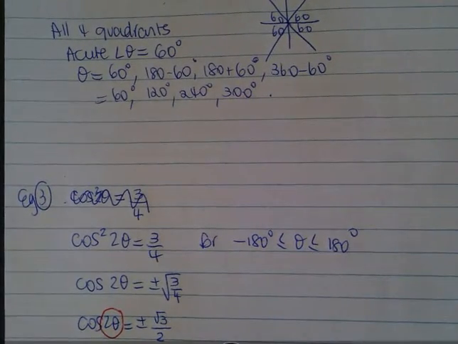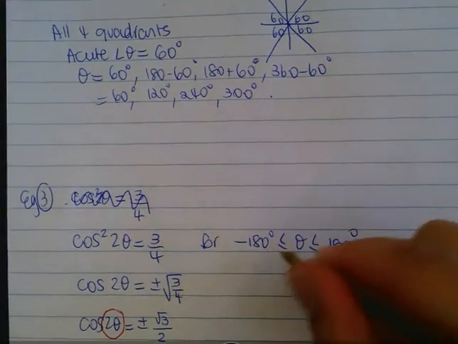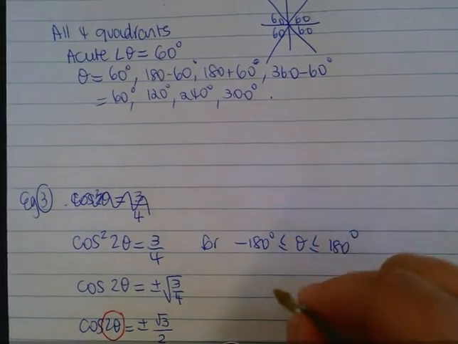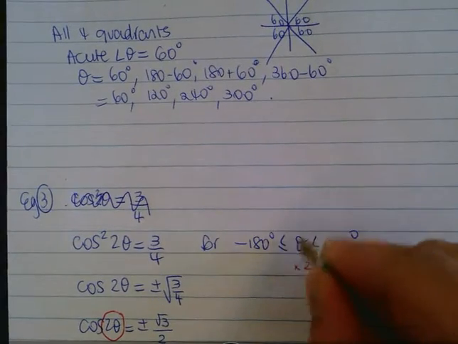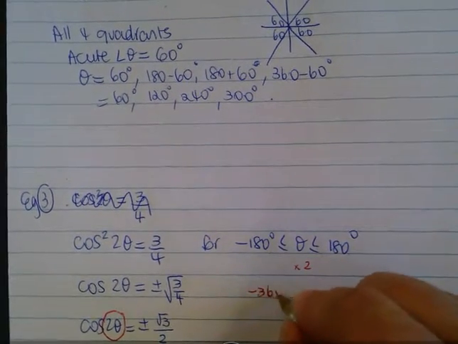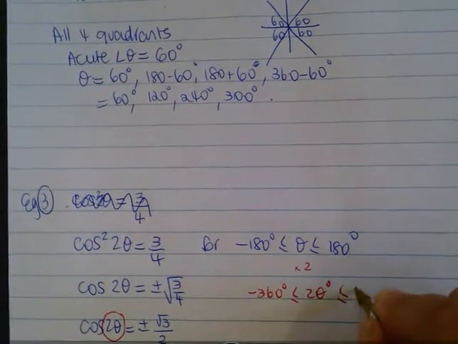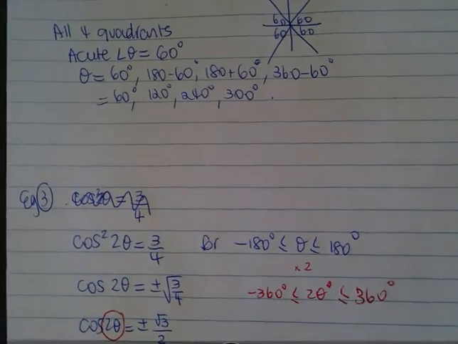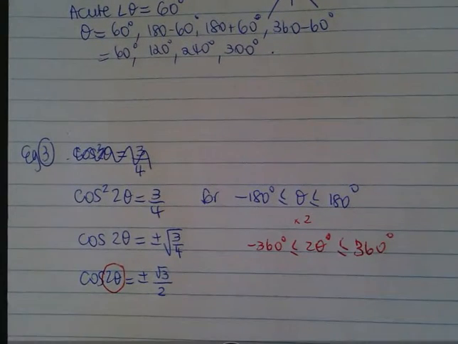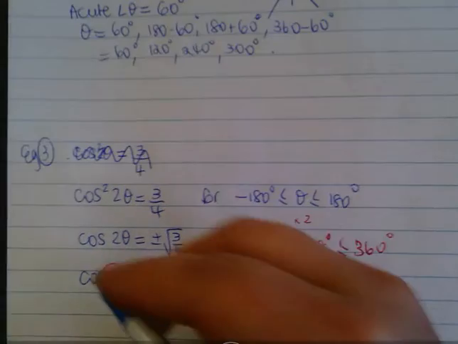But what do I need to do over here? Because I'm working in 2 theta, and this is only the domain for theta, I need to times all these by 2. And I get negative 360 less than or equal to 2 theta, less than or equal to 360 degrees. In other words, I've got to go twice around the circle, once in the positive direction and once in the negative direction.